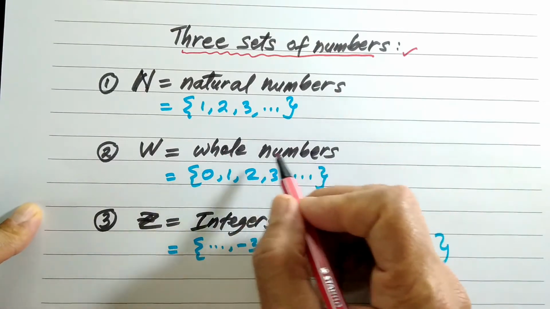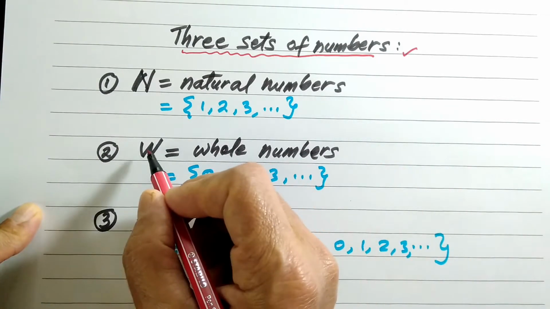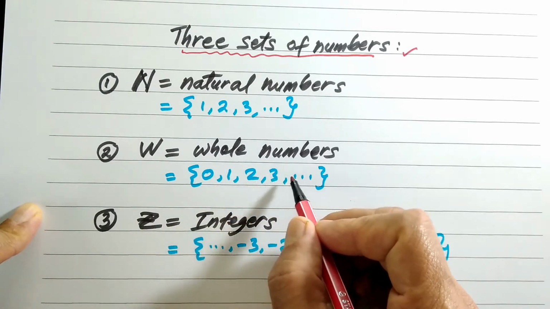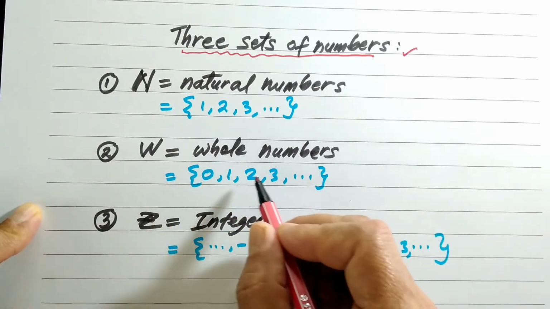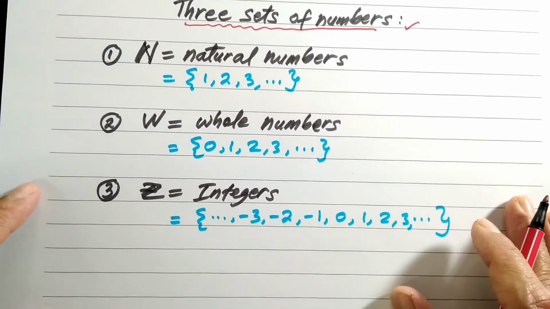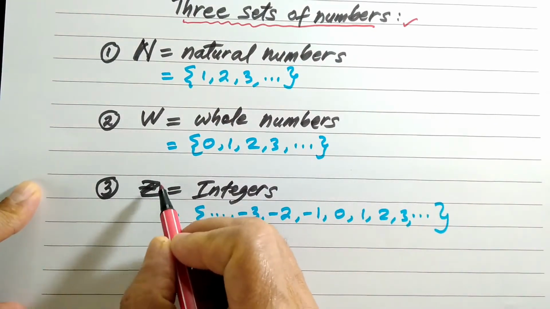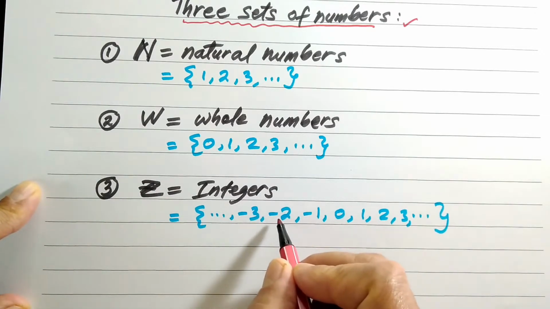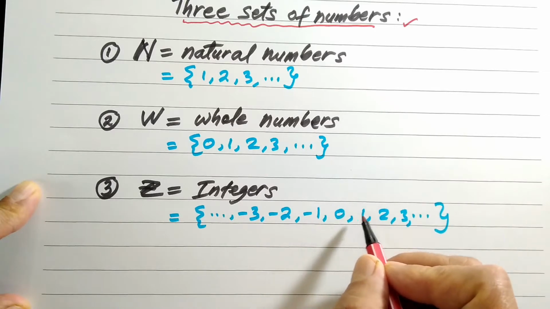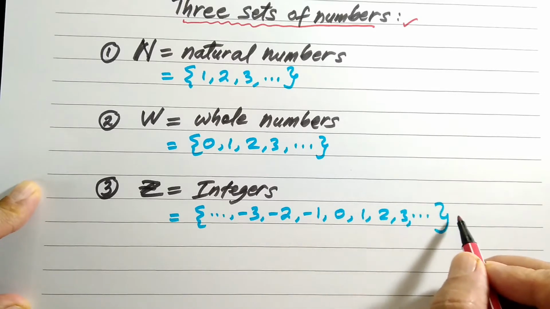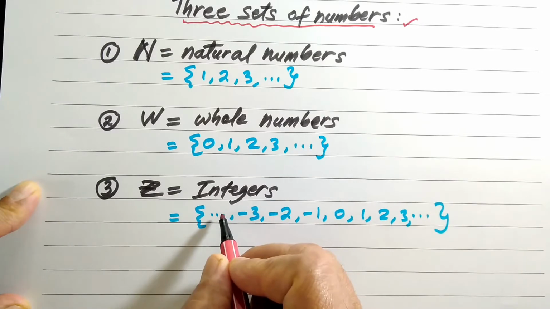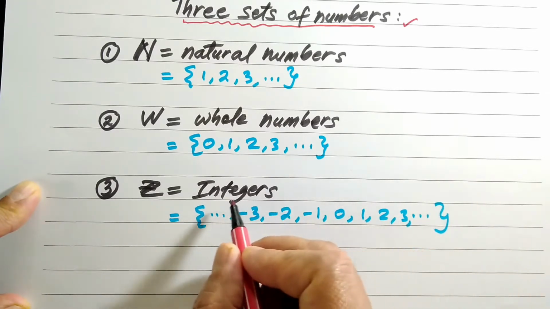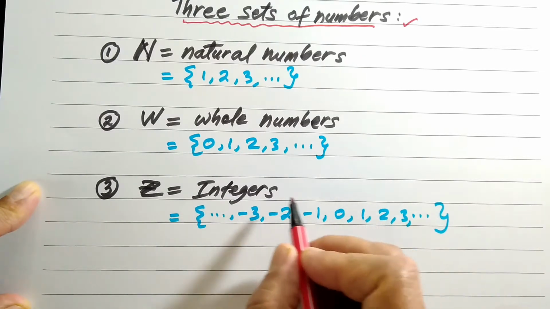Then we proceed to whole numbers. The symbol we use is capital W, starting from 0, and then 1, 2, 3, also going to infinity, right? This is whole numbers. And then we have what we call integers, using the symbol capital Z. Starting from negative infinity, then we have negative 3, negative 2, negative 1, then 0, 1, 2, 3, going to infinity to the right and negative infinity to the left, all right? And 0 in the middle. All these numbers are called the set of integers.